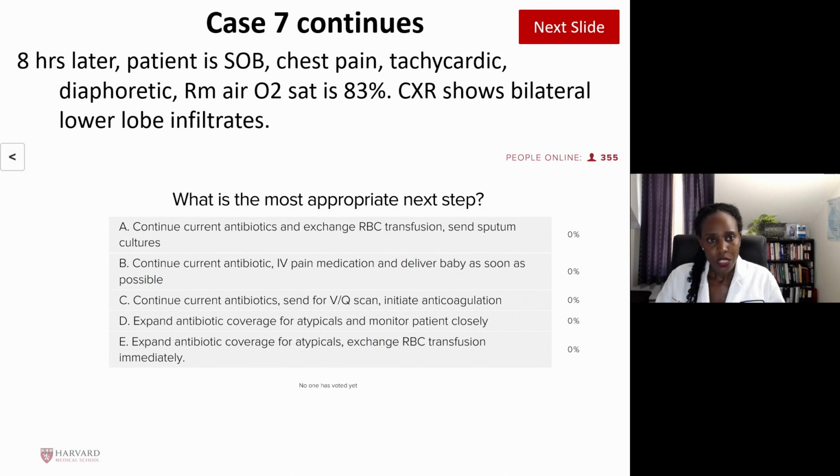Eight hours later, she presents short of breath, she has chest pain, she's tachycardic, diaphoretic, her room air O2 sat is 83%, and her chest x-ray shows bilateral lower lobe infiltrates. What's the most appropriate next step?